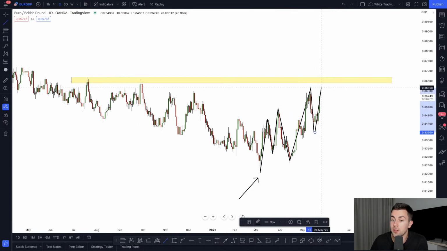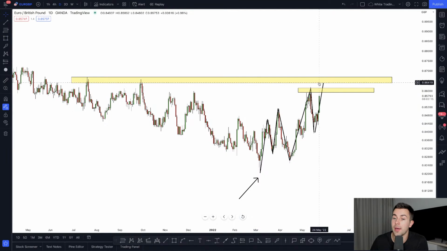So I assume that from such a perspective, Euro pound can go higher to that resistance cluster. First, we'll retest our current high, and then most likely we will go to test that resistance area. So pay close attention to Euro pound and be prepared for a bullish continuation.